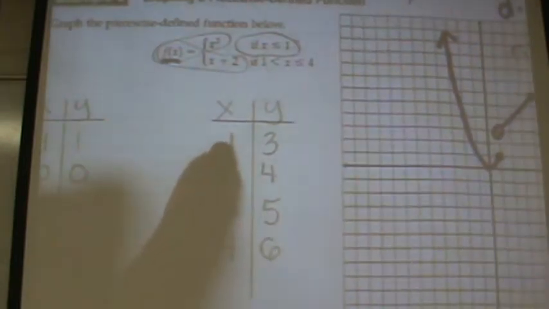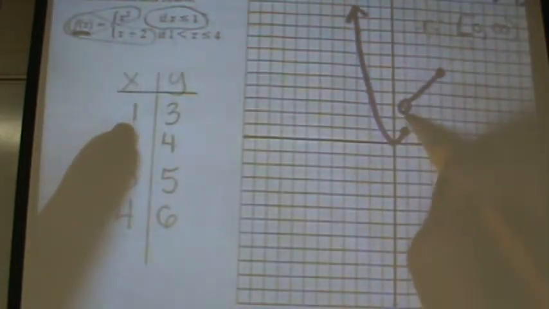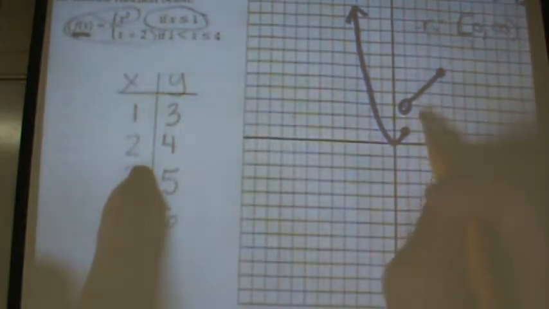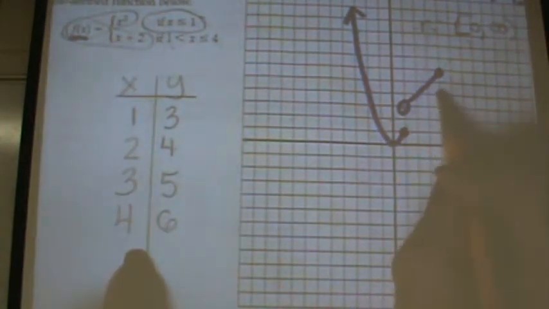So guess what we have here? 1, 3. Over 1 up 3, we put an open circle. Why do we have an open circle? Because it's not including 1. 2, 4, 3, 5, and 4, 6.